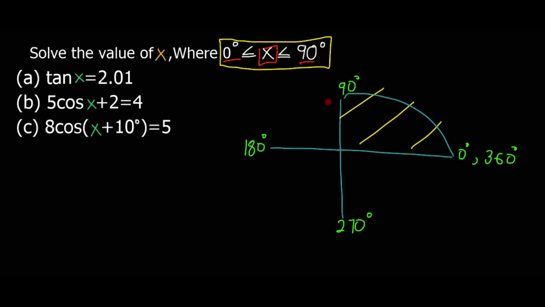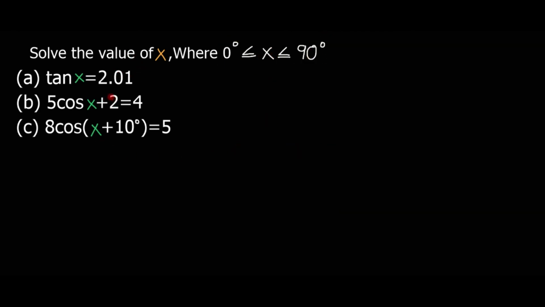Our answer will not be greater than 90. Our answer will be between 90 and 0. So this is just a quadrant. Given the condition 0 is less than or equal to x and x is less than or equal to 90, we're going to do the same procedure. Part A: tan x is equal to 2.01, and we're going to solve for x.